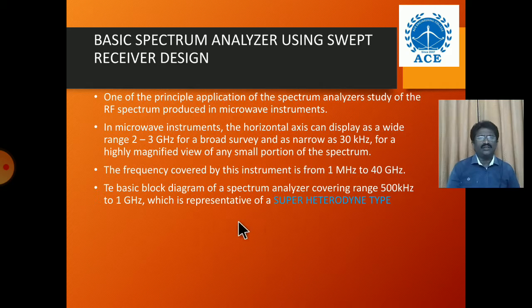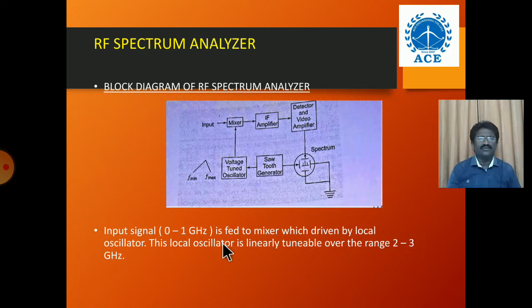Here, in the basic spectrum analyzer using swept receiver design, one of the principal applications of the spectrum analyzer is the study of RF spectrum produced in microwave instruments. In a microwave instrument, the horizontal axis can display as wide a range as 2 to 3 gigahertz for a broad survey, and as narrow as 30 kilohertz for a highly magnified view of any small portion of the spectrum. The frequency covered by this instrument is from 1 megahertz to 40 gigahertz.